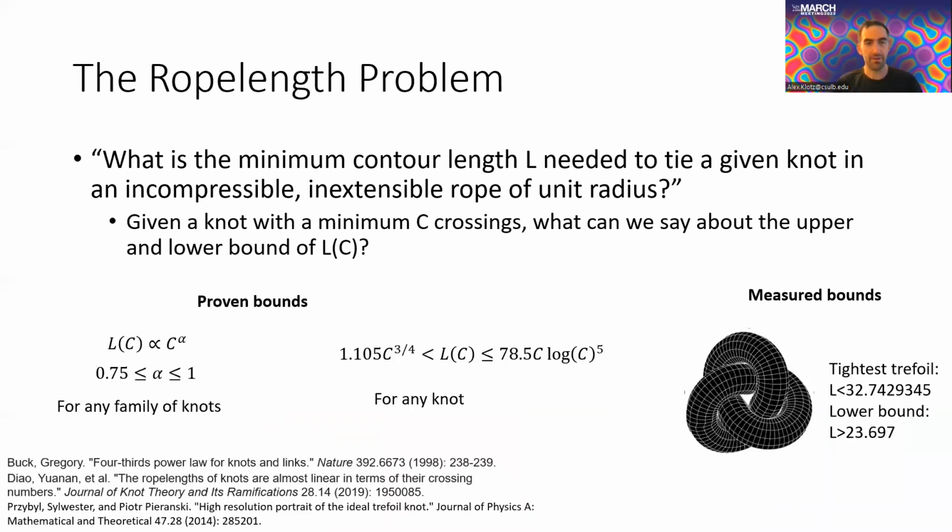There's a few things known about this. It's known that for any family of knots, the rope length will scale as a power of the crossing number, where that power is between 3/4 and 1. There are upper and lower bounds that any knot must satisfy. And computationally, we can measure upper bounds, which get pretty tight. For example, this is the tightest trefoil knot, and it has a rope length of less than 32 3/4.